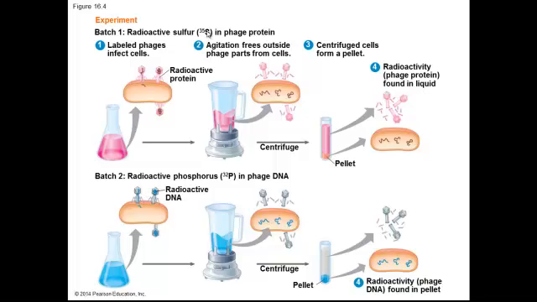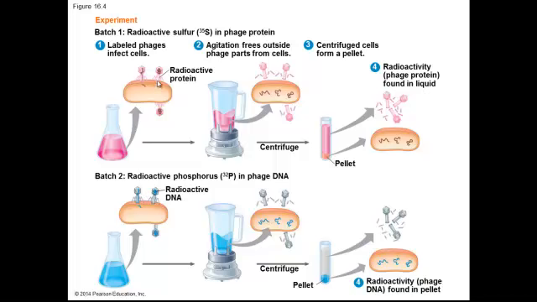They used radioactive sulfur and radioactive phosphorus for a couple of reasons. One, sulfur is only found in protein and not nucleic acid, and phosphorus is only found in nucleic acid and not protein. So what they did was they radioactively labeled the cells that they were working with and the viruses. The radioactive part in this first experiment was the protein.